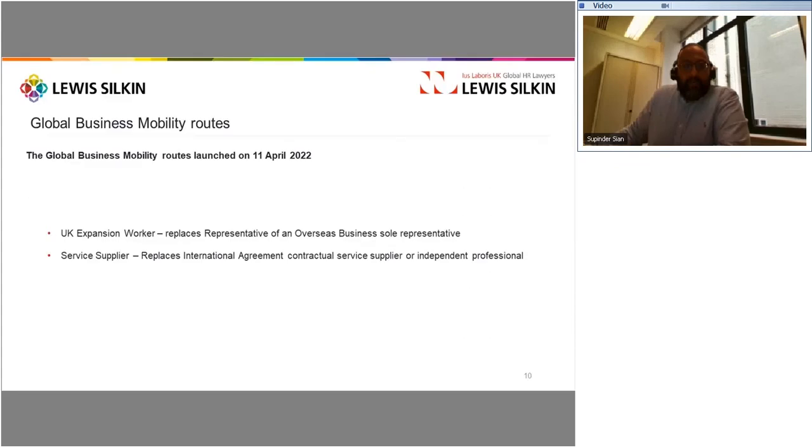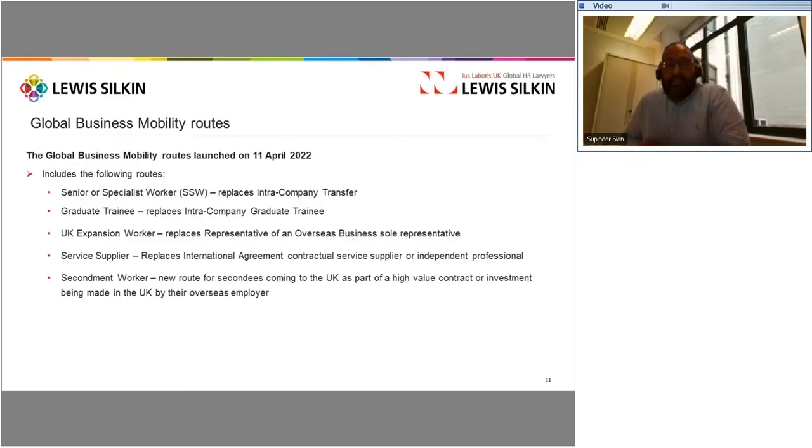So moving on now to the new global business mobility route. A lot of this stems from post-Brexit immigration and the Home Office and the Migration Advisory Committee having to look at our current routes of entry to the UK to see if they work for sponsors, for businesses, and the way the UK wants to position itself in the global economy. So the Home Office itself said immigration routes that may have once worked for businesses no longer do so. They have not evolved in tandem with business.